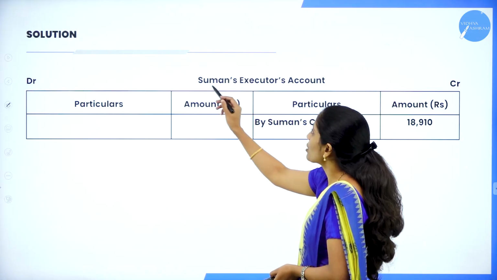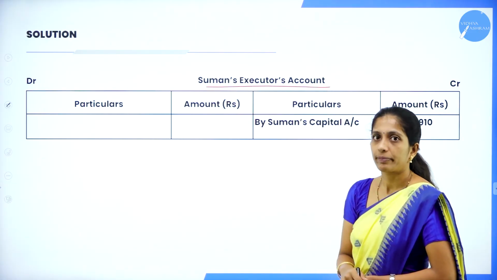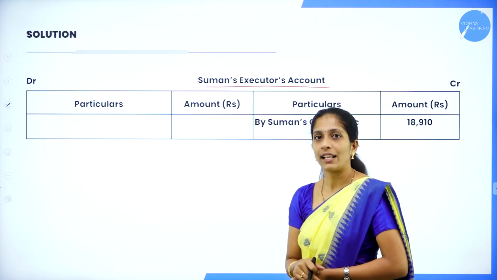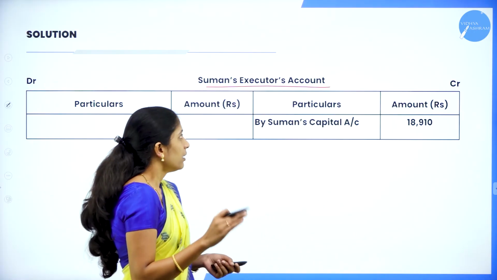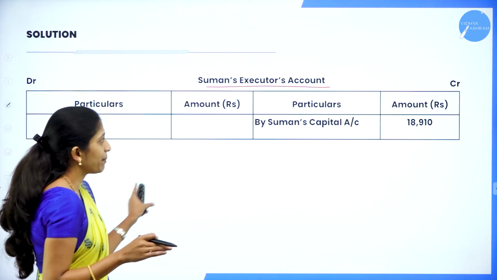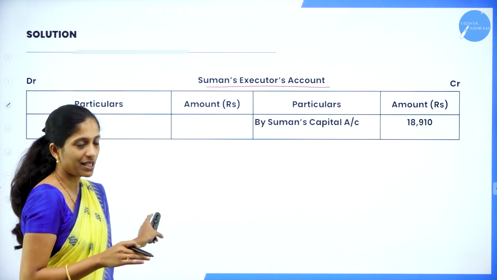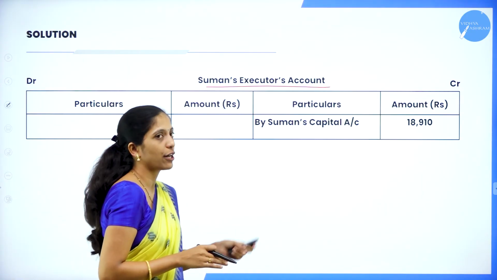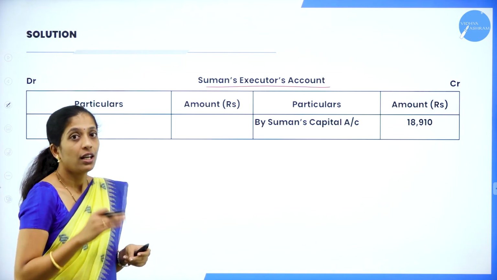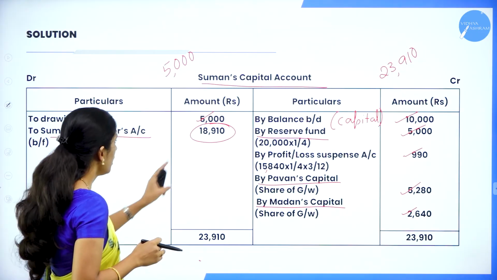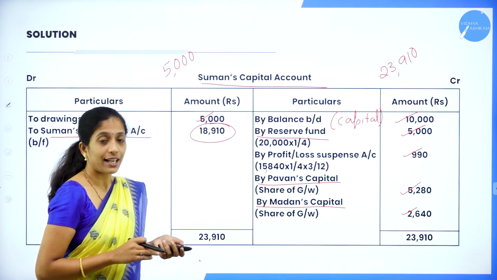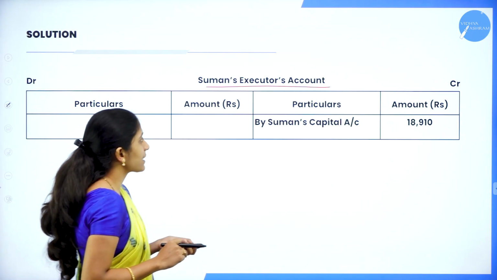Now you will prepare Suman's executor's account. This is the next account to be prepared. Now you know the format, debit as well as credit. On the debit side, particulars and amount, and on the credit side also particulars and amount. Now whatever amount has to be paid to the executor. So here what is the amount? 18,910. Now how do you record it in the executor's account?